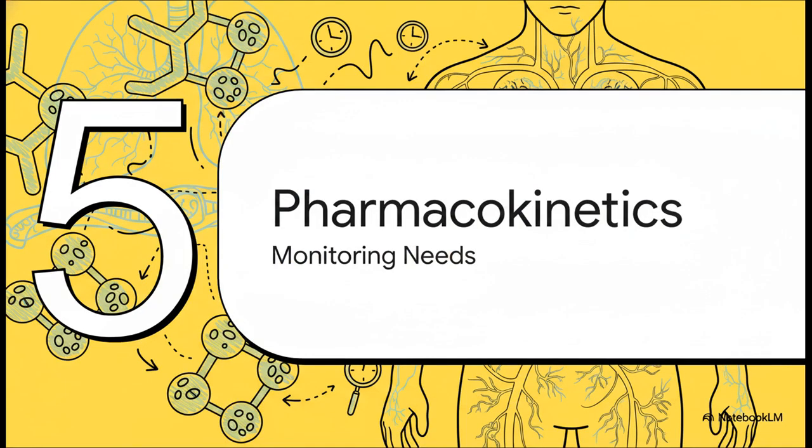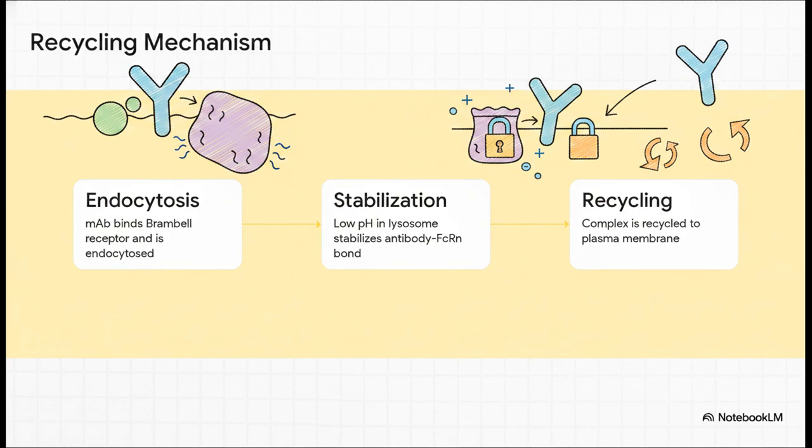Section 5, Pharmacokinetics and Monitoring Needs. We've got to cover this because the sheer size of these molecules dictates how we monitor them clinically. You absolutely need to know this recycling mechanism step by step. Remember, monoclonal antibodies are massive. When they're circulating, they bind to FcRn receptors, and get endocytosed right into a lysosome.